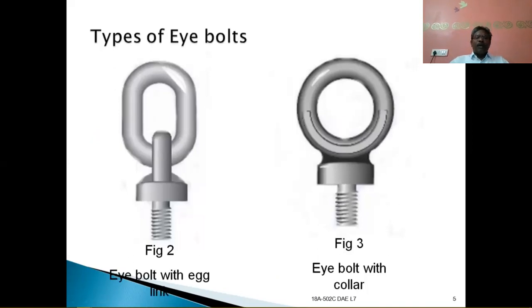So these are the types of eye bolts. Eye bolt with egg link. This is the eye, and this is one type of eye bolt with an egg link, and there is a screw in this which is going to fit within the machine to be lifted. And this, as you have seen earlier, is the eye bolt and this is a screw. Eye bolt with the collar. This will be the collar, and here also it is a collar.